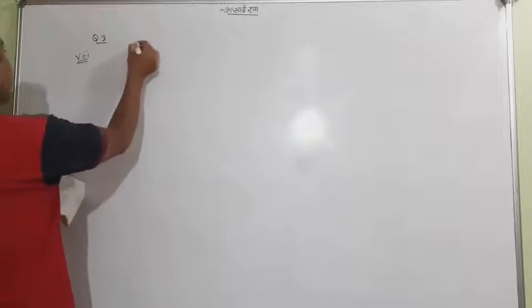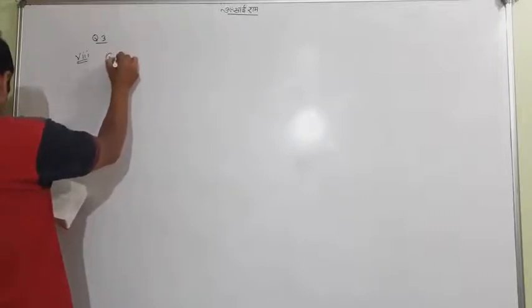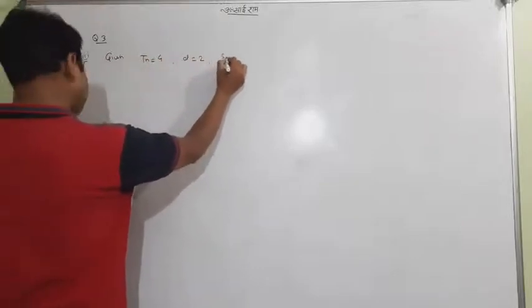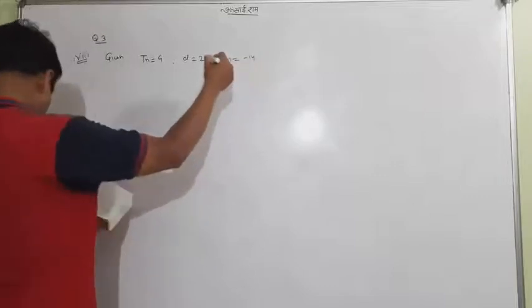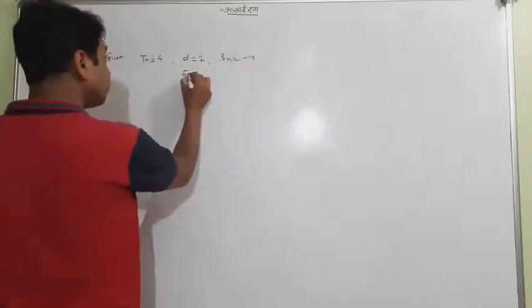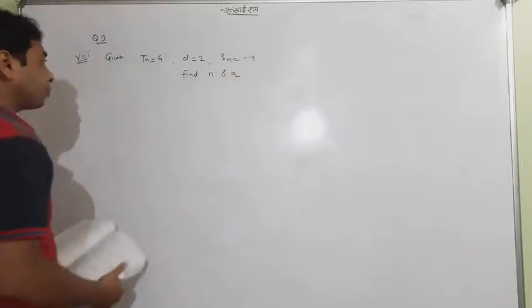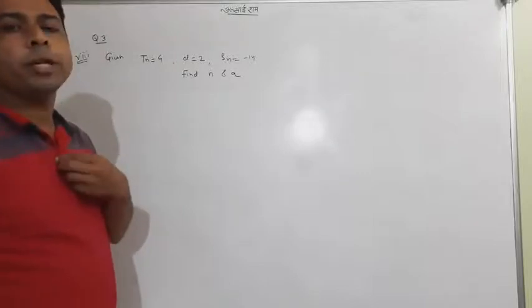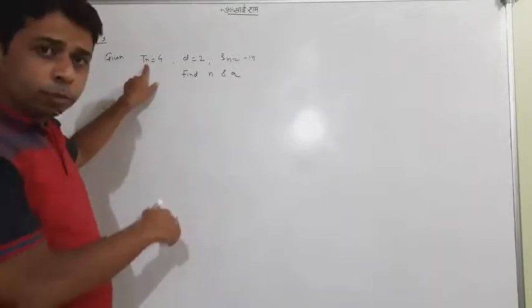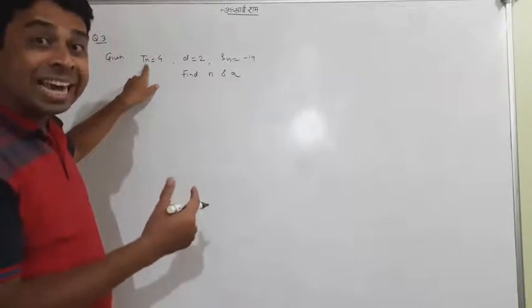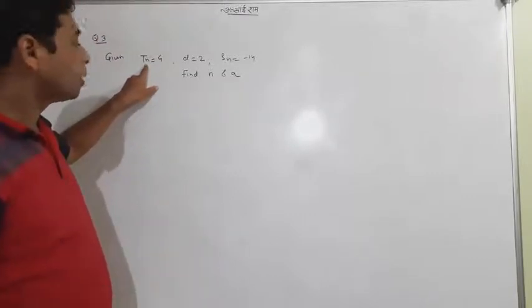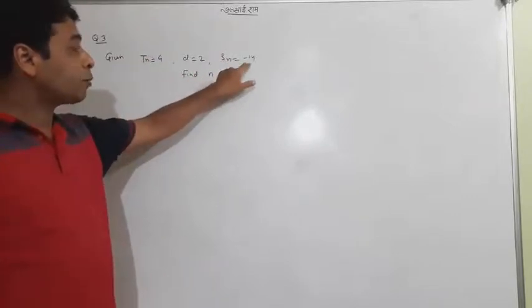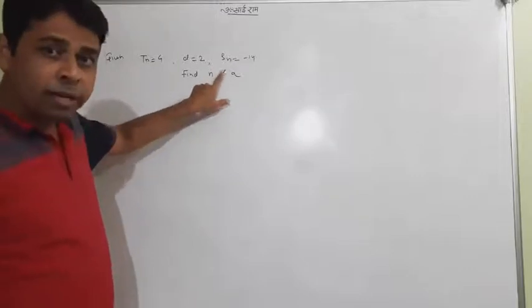The question says: in an AP, given An, d, Sn, and find n and a. So you don't worry about that. The question is going to be long. Don't worry about it. Tn, in the book it was mentioned as An, I took Tn, the nth term. d is the common difference given. Sn, the sum of n terms, is minus 14. n is the number of terms we are going to find out, a is the first term.